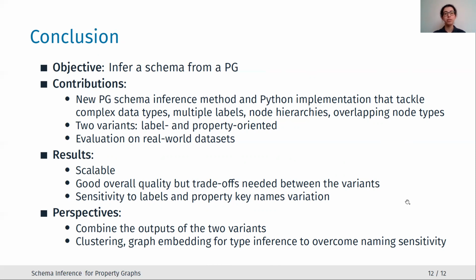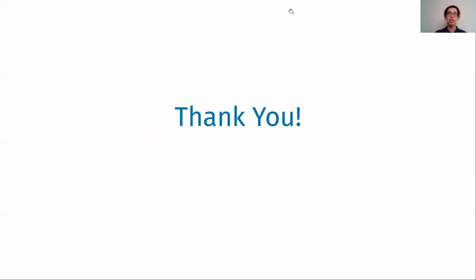And our method is also sensitive to variation in the label and property key names. So as future work, it would be worth exploring machine learning solutions or statistical approaches like clustering, maybe combined with graph embedding for the type inference step, in order to try and overcome this sensitivity.